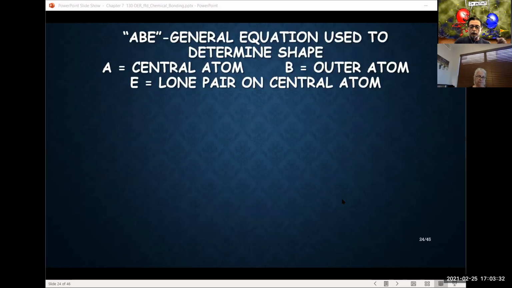Okay, so we talked at length about the AB E general formula already. The A is the central atom, the B is whatever is bonded to the central atom, and E is the lone pair on the central atom. We don't care about lone pairs on other atoms, only on the central atom. And then the B and the E have subscripts which designate how many atoms are bonded, or how many lone pairs are on the central atom.